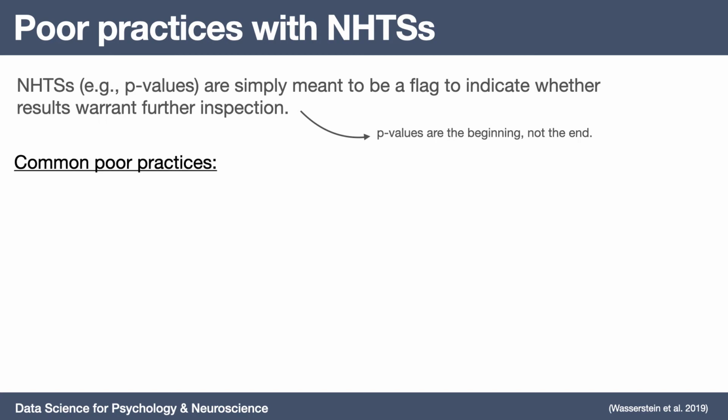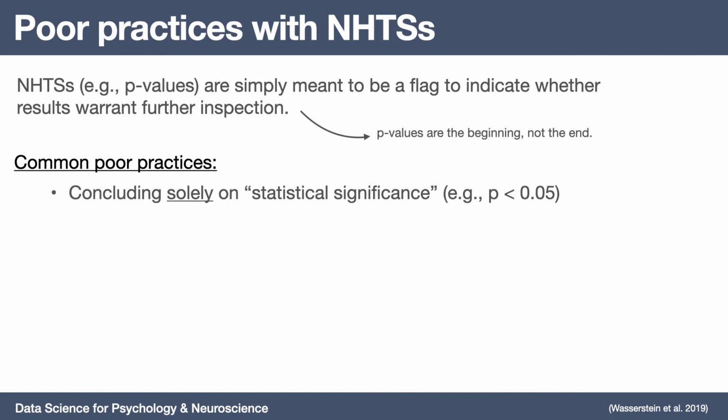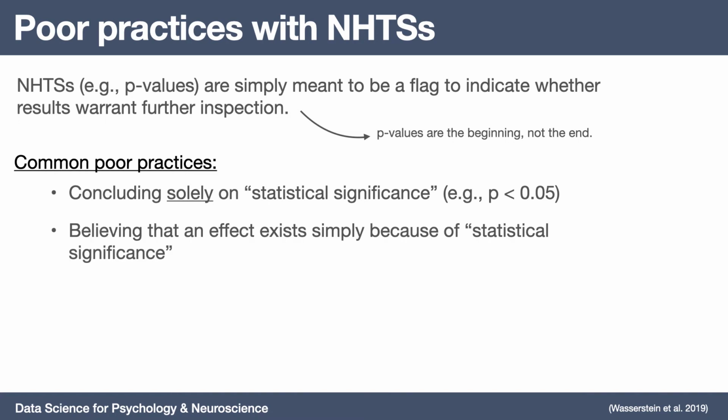So for example, common poor practices with p-values include concluding solely on the statistical significance of a particular result, whether or not it sits to the left or the right of 0.05, and making that your sole decision. And this is a poor practice when it comes to using null hypothesis test statistics. Another is believing that an effect exists simply because it is statistically significant. If you have a p-value of less than 0.05 and you then put blind faith that the effect really exists just because of that one single value, you might miss complexity that could lead to a false positive.